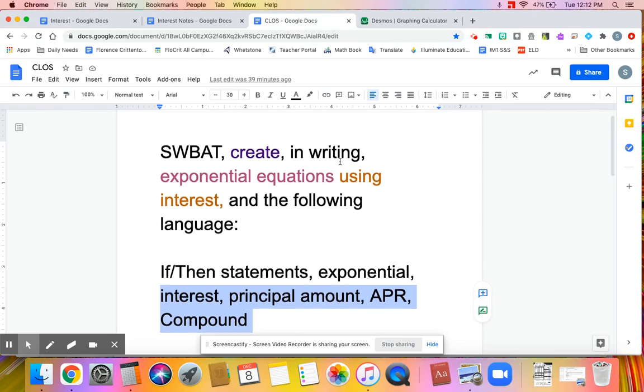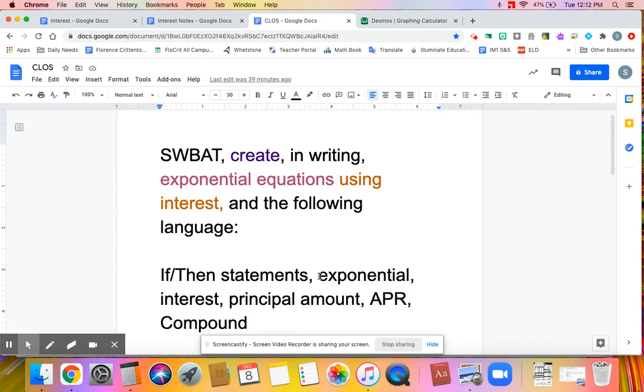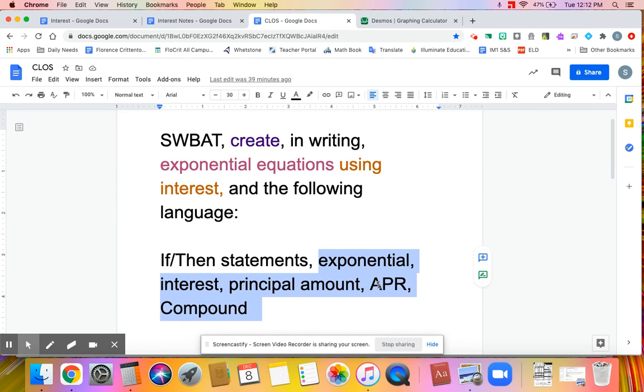All right. So using all of these vocabulary words, exponential, interest, principal amount, APR, and compound, go ahead and tell me what you learned how to do in this lesson. And don't forget to try to use if-then statements when you're explaining.